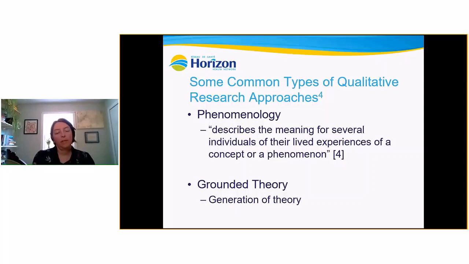In grounded theory, which is also really common in health research, you're generating theories. So the whole point of that is that, generally speaking, you're starting out without any preconceived notions, and you're trying to build a theory from the ground up about whatever phenomenon it is that you're studying.